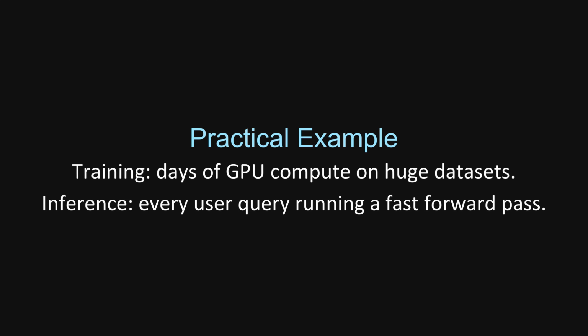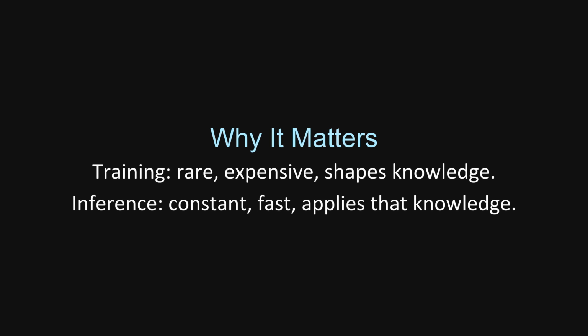This is the same phase where techniques like inference optimization, covered in a separate video, focus on making responses faster and cheaper. This distinction matters because training is usually rare, expensive, and done by specialized teams, while inference runs constantly in production and must be fast, reliable, and cost-efficient.